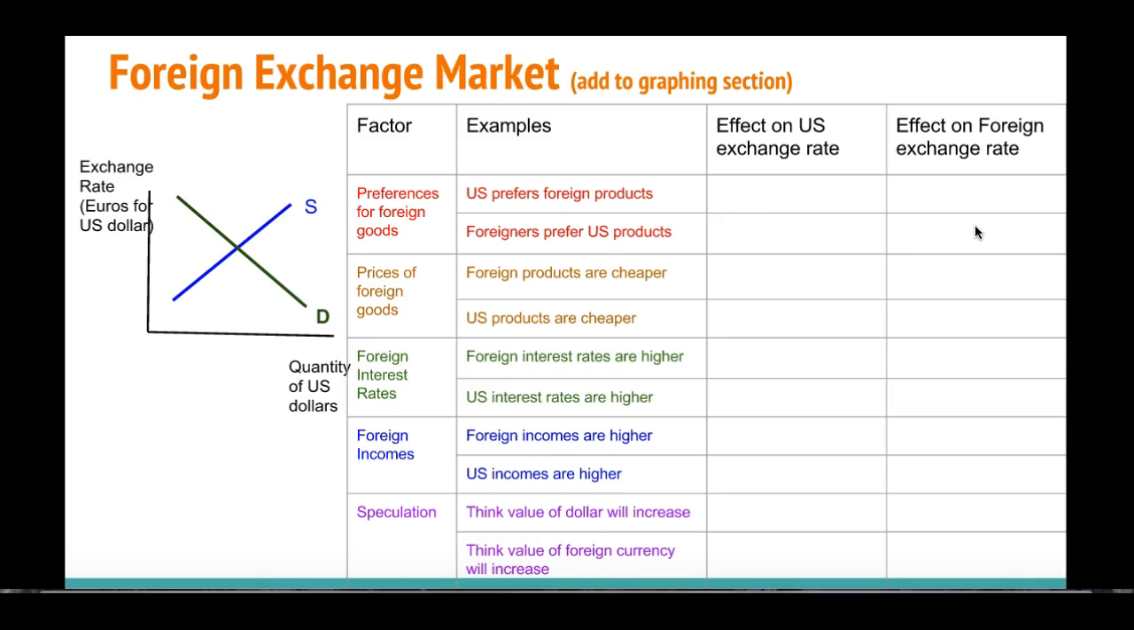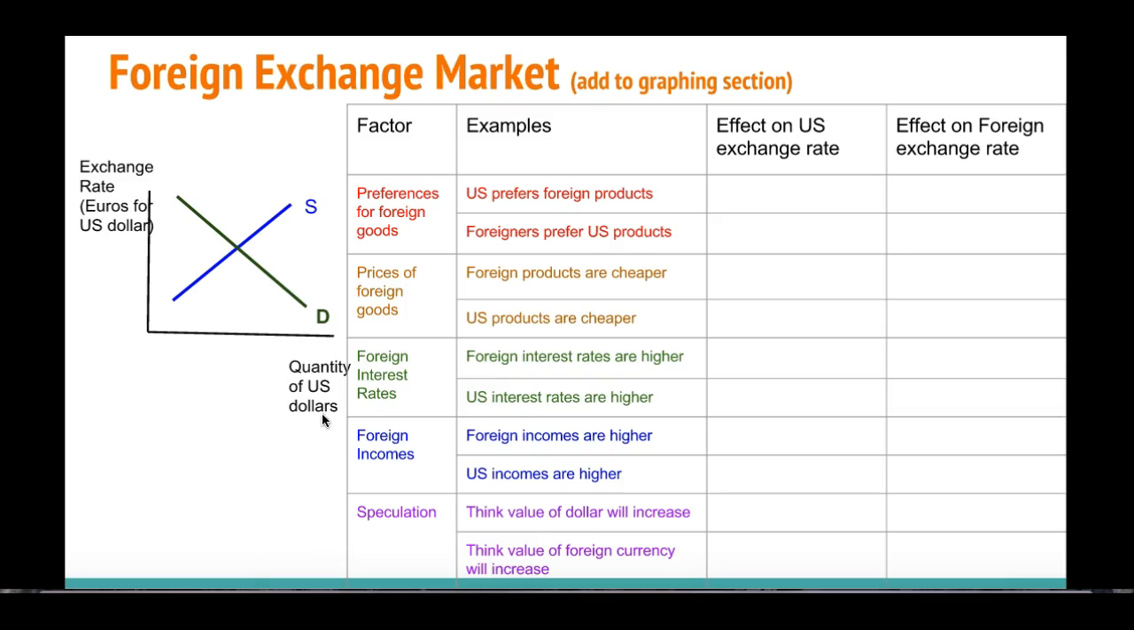So we have the graph here, and I kept it the same. This is the exchange rate. This is euros for US dollars. Okay, so how many euros for US dollars? And I didn't label the equilibrium, but that's fine. And then the quantity of US dollars. Okay, so the quantity tells you that this is the foreign exchange market for the US dollar.